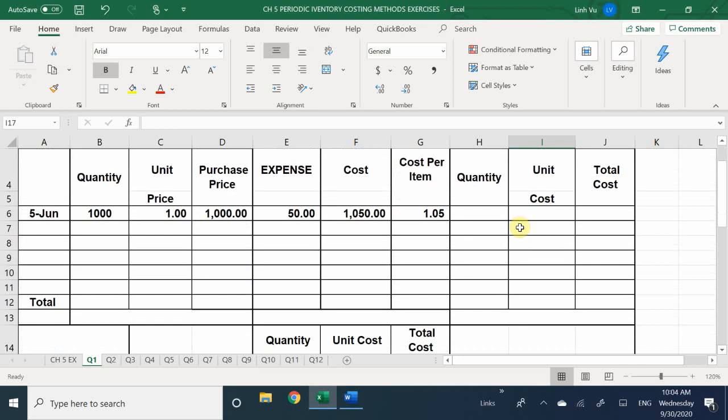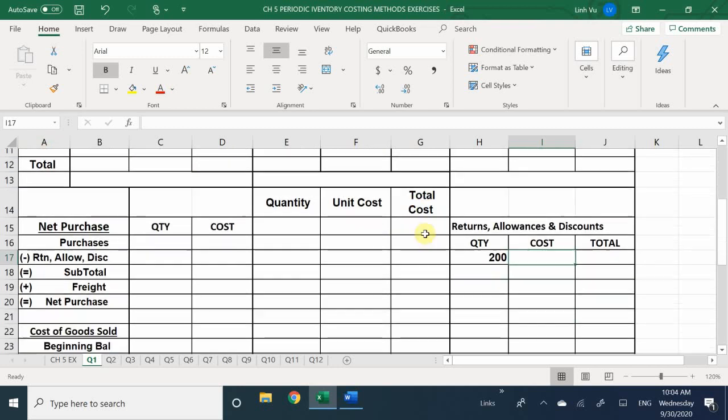Okay? So in this case, you can never return freight, okay? You can never return sales tax. You cannot return any of those things. So in this case, I'm going to go ahead and look at how much I originally purchased each item for. And it says here that I bought it for $1 each.